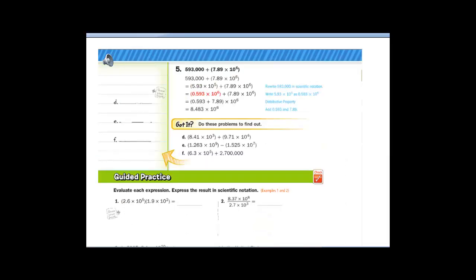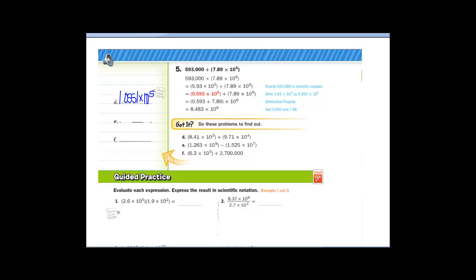All right. So I want you to go ahead and try the Got It. Just for time's sake, we're going to skip 5 and go ahead and try the Got It. Pause it, and then I'll give you some answers. Okay? Let's look at D. Let's look at D. 1.0551 times 10 to the 5th.